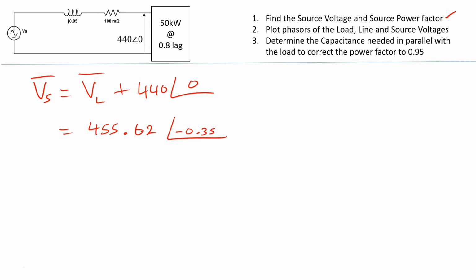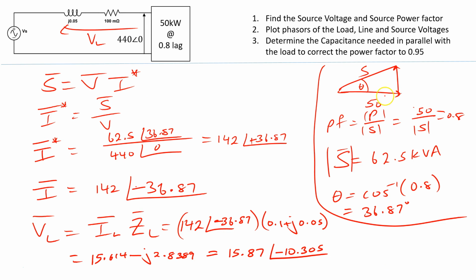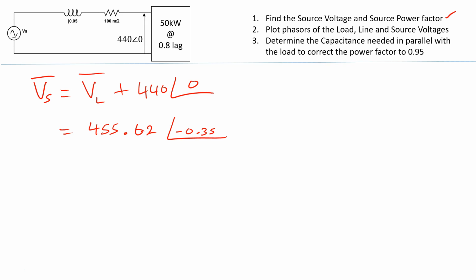So what we have so far, if we go back, this 36.87 is the angle between the apparent power and the real power at the load. It is the load power factor. I need to get the source power factor. So I could go back and multiply V I conjugate and get the apparent power at the source, and then get the real power at the source. But the easier thing to do would be to use the voltage and current, because I actually have those angles.